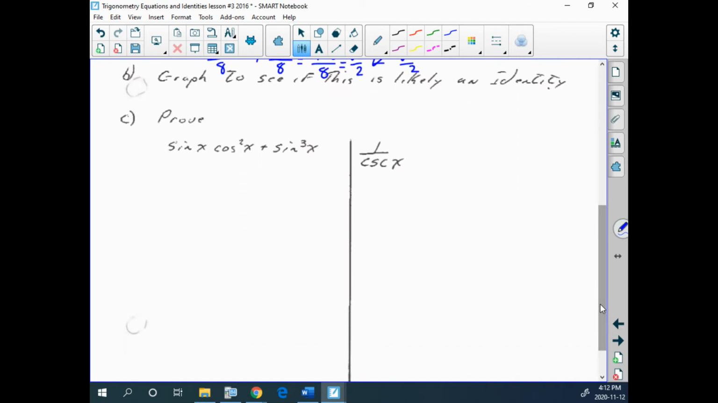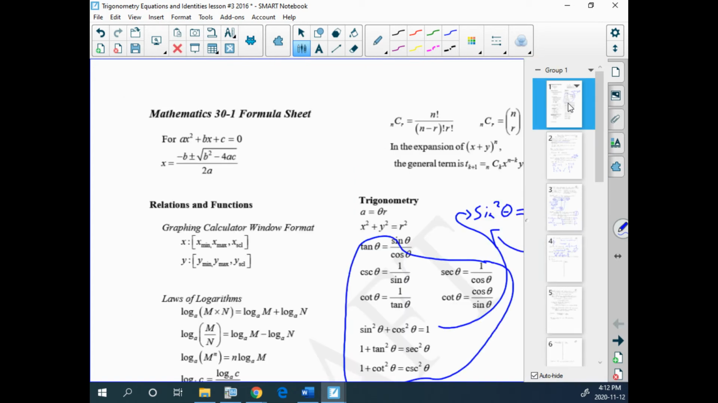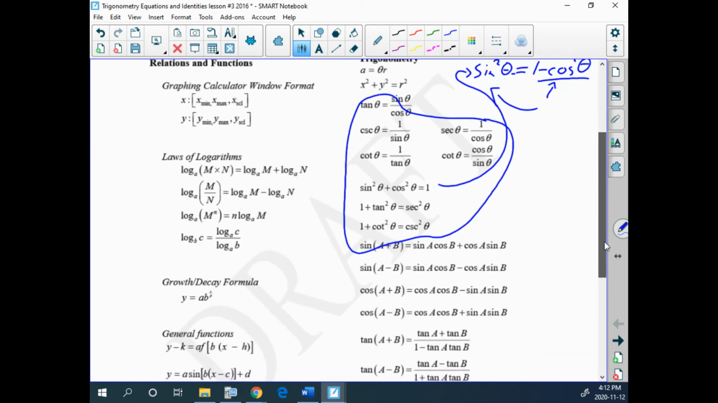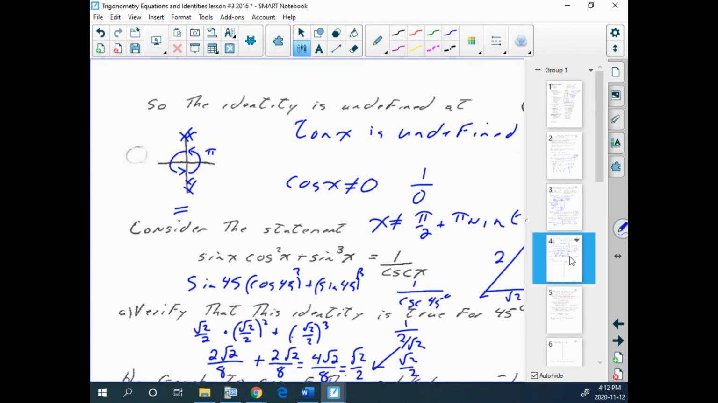So to prove this, how do we prove it? Well, generally, I look for Pythagorean identities first. Yes, I have some in there, but it's going to make it more complicated. It's going to blow stuff up. The next thing I look for is, can I factor? Well, in this case, I can factor.